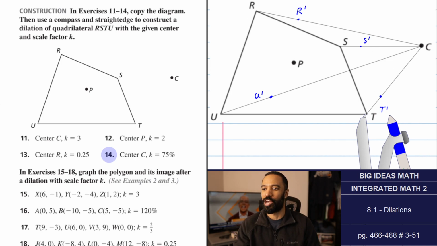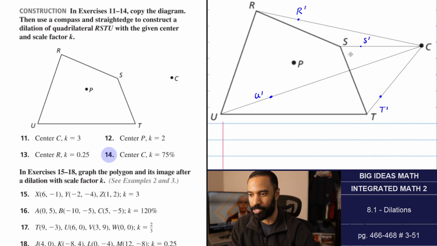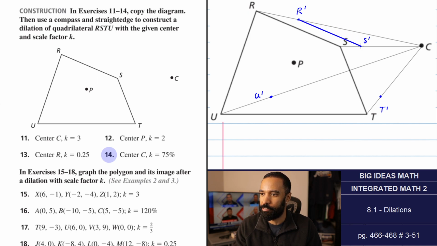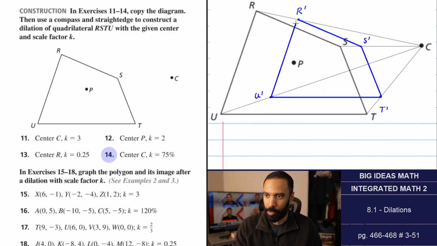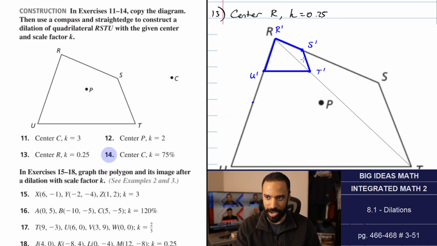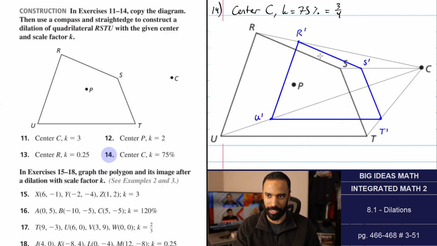All right, so let's just delete the compass and assuming that that's it. Happily so. Okay, so let's connect all those. This is 75% of what it was before. 3/4 the size. So not 1/4, but 3/4. So compare that difference there to that one there, right? Completely different. Okay, that is number 14, and y'all, that is some transformation or some construction stuff on dilations.